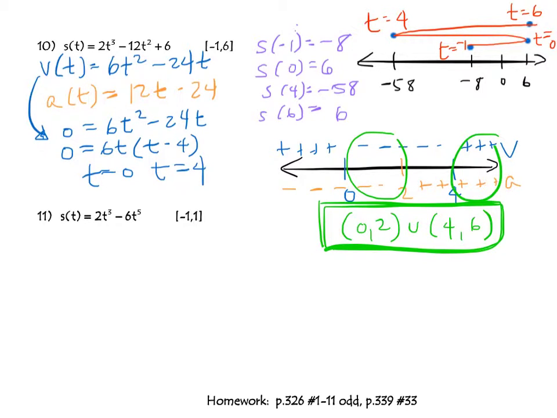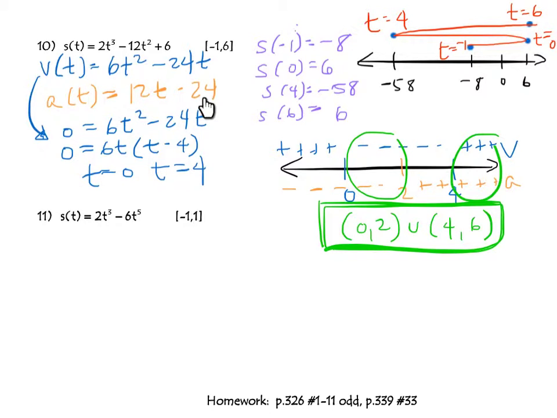Alright, you had a chance to do number 10 on your own. Let's take a look and see how you did. First, you're trying to find the velocity, so we're taking the derivative of the position. You should get 6t squared minus 24t. Now if we take the derivative of that, we get acceleration, which is 12t minus 24.